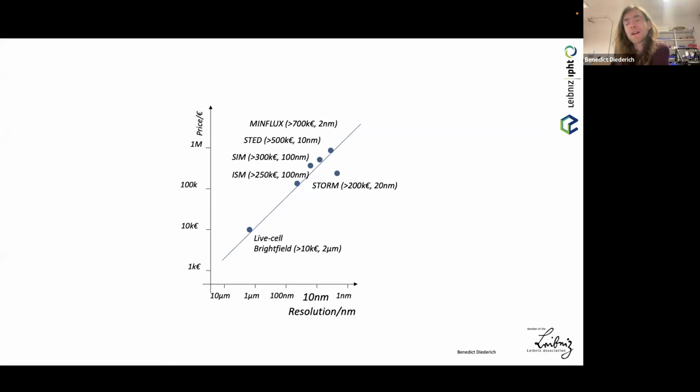So you can go down to 10 nanometers, which is very cool. And then this costs you 500,000 already. And the MINFLUX, that's insane. It's almost 1 million, but it gets down to 2 nanometers.